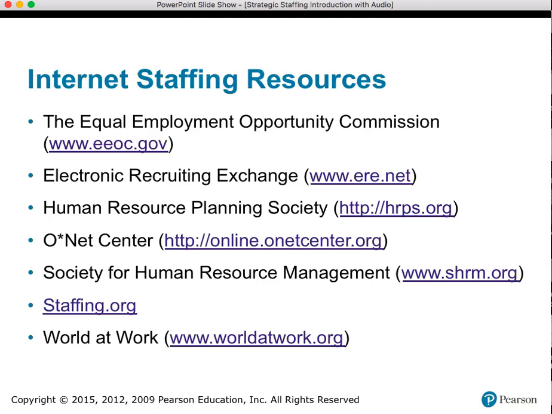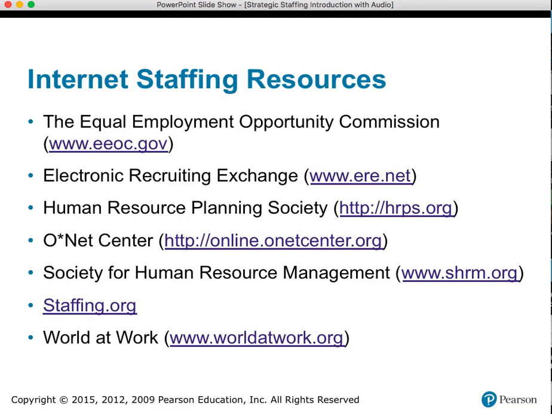This last slide is a great resource of all sorts of different websites that can help you and support you when it comes to staffing efforts. Number one, the EEOC, and make sure that you're aware of all the legal issues that are involved in doing HR, and particularly hiring and recruiting people. Then you've got the Electronic Recruiting Exchange, where you can learn more about recruiting issues and access recruiting sources. The Human Resource Planning Society, HRPS, helps us to do better forecasting of needs and makes us aware of what labor market availability is out there.